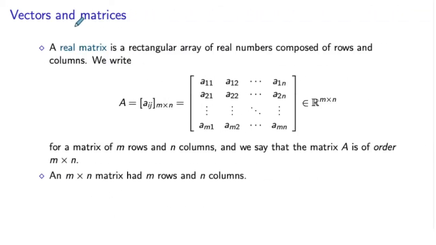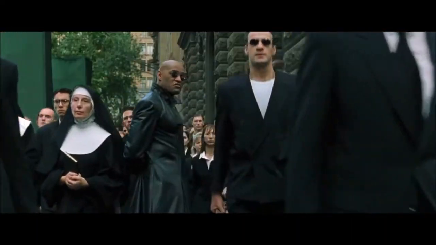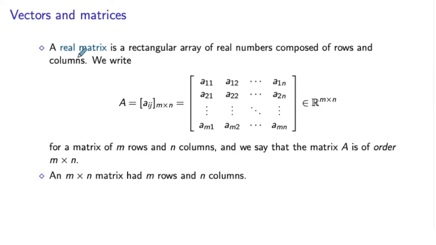Now what about a matrix? The matrix is a system, Neil. An m times n real matrix is a rectangular array of real numbers consisting of m rows and n columns. So usually when we say that we have an m times n matrix, this means that there are m rows and n columns. So rows go first.